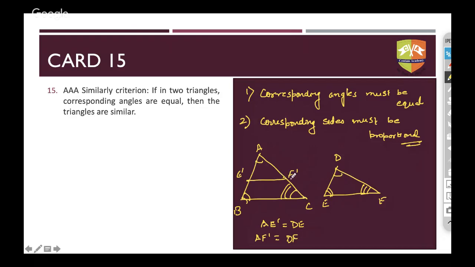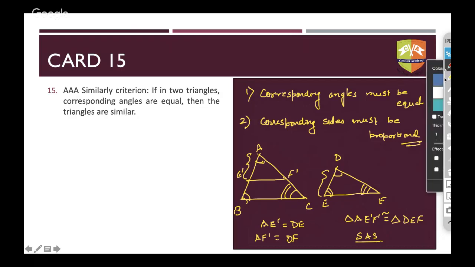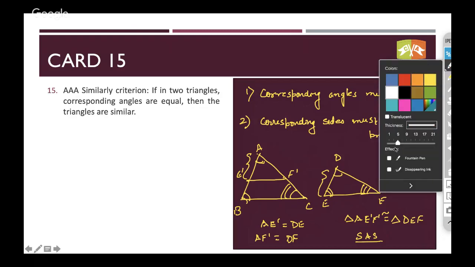When you join this, if you see clearly, triangle AE dash F dash is congruent to triangle DEF by the SAS congruency criterion, isn't it? Because this side is equal to this side. Let me use another color so that it becomes easier for you to understand.